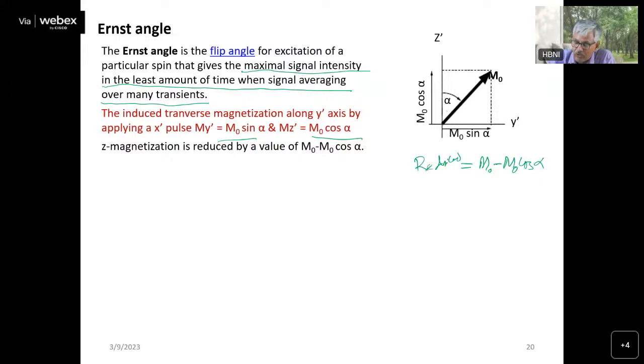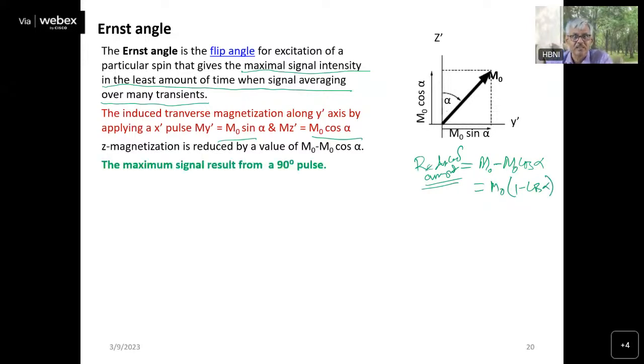This is the reduced amount. That means before you give the next pulse, this reduced amount has to be recovered. M0 minus M0 cos alpha has to be recovered, or you can write M0 into (1 minus cos alpha). This has to be recovered.